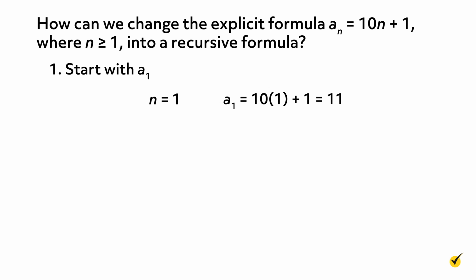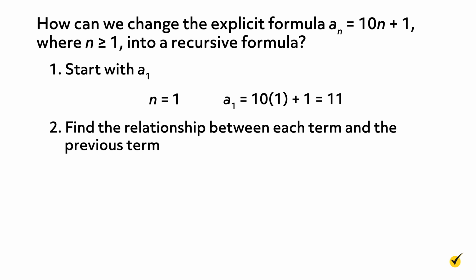This gives us a sub 1 is equal to 10 times 1 plus 1, which equals 11. Next, we need to figure out how one term relates to the next, so we can write a sub n in terms of a sub n minus 1. In the last example, we said that the sequence increasing by 5 with each term corresponded to the explicit formula containing 5 times n. In this explicit formula, we see 10 times n, which implies that for each time n increased by 1, the term increases by 10. In other words, each term should be 10 greater than the previous. This gives us a sub n is equal to a sub n minus 1 plus 10.